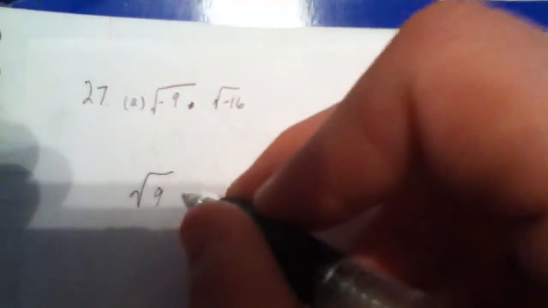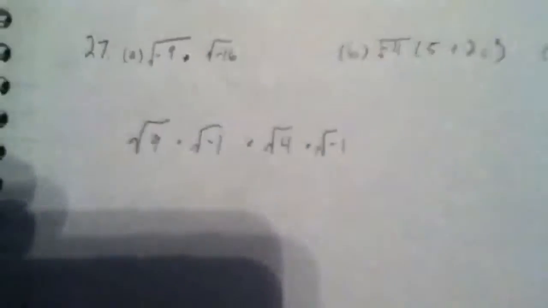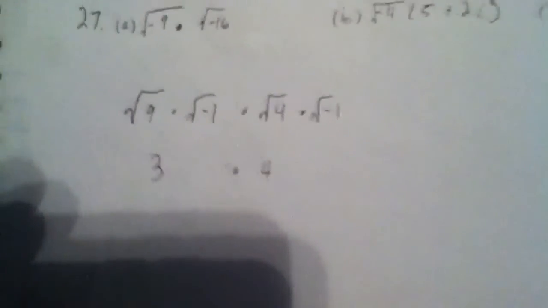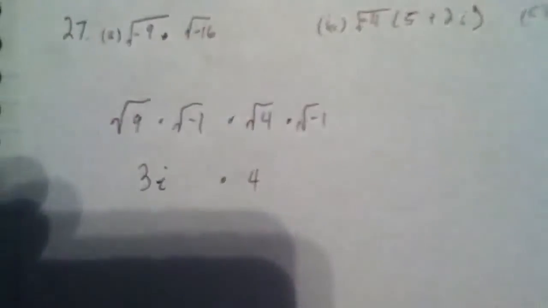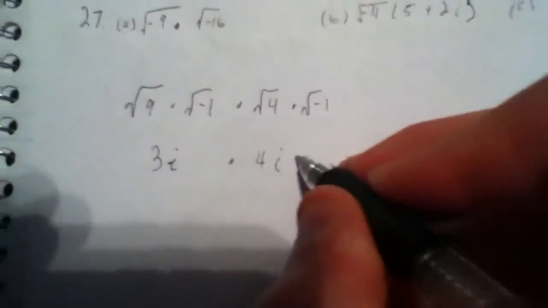Alright, with the first problem, you can break it up into the square root of 9 times the square root of negative 1 times the square root of 4 times the square root of negative 1. And that'll give you 3 and 4. And then the square root of negative 1 is the same thing as i, so you get i, and i again. And that'll give you 12i squared.